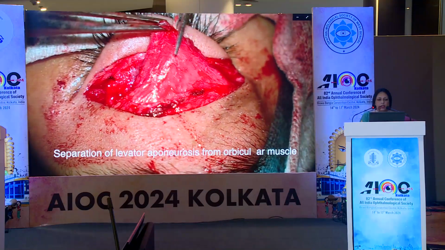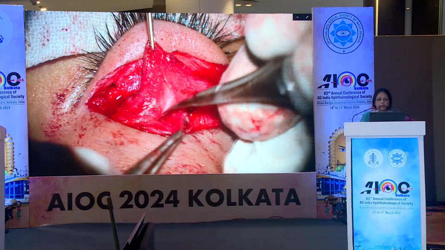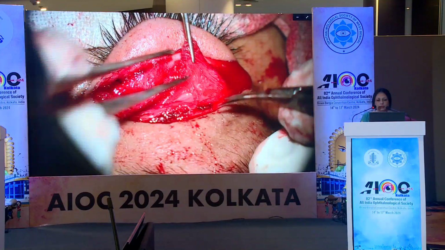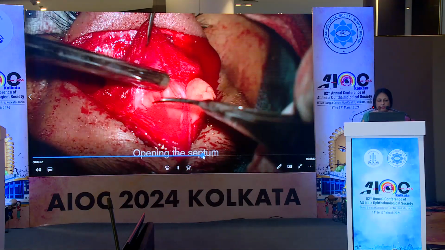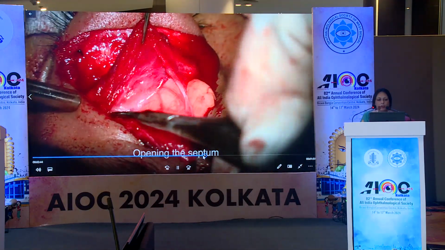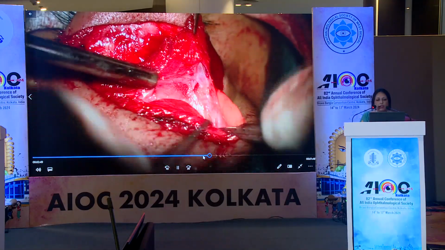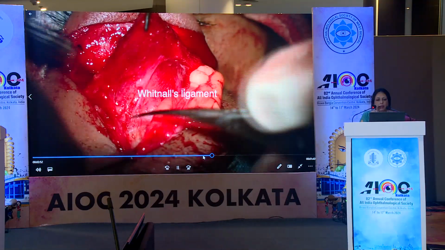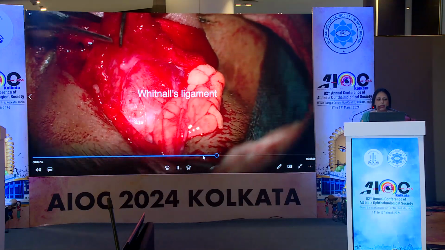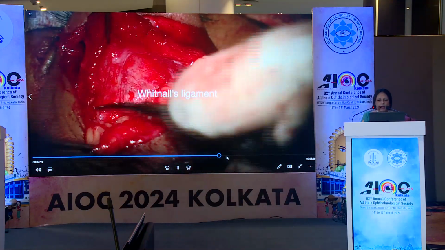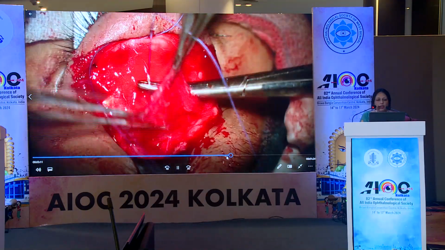Once the LPS is mobilized, you can see this is the orbicularis. After that, the orbital septum, you can see, is open, and the orbital fat is right in front of the LPS aponeurosis. You can see this white colored structure, this is Whitnall's ligament. This is the landmark till where we have to dissect. After that, the insertion is as we do it in any LPS resection.